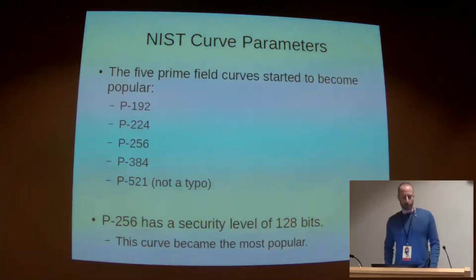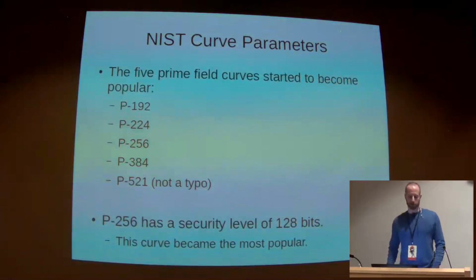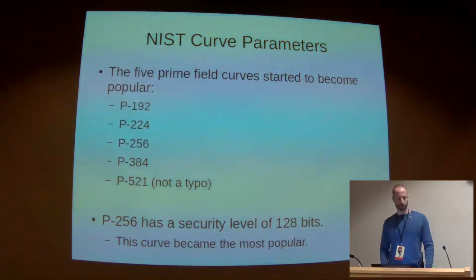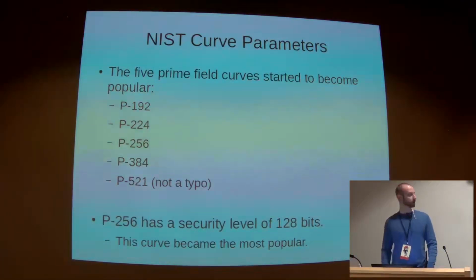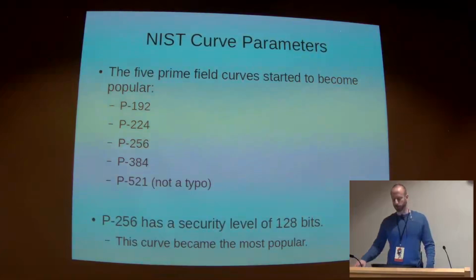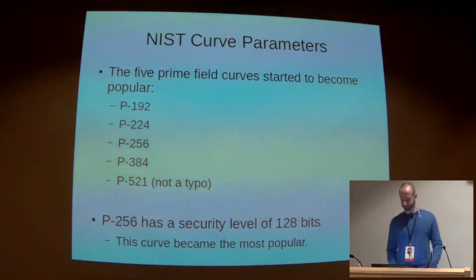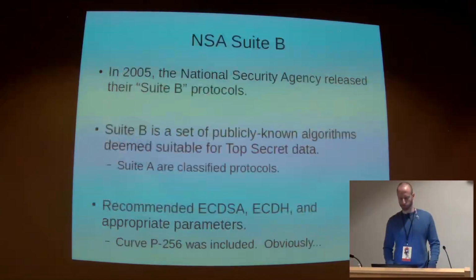So these five curves, the ones defined over prime fields, started to become very, very popular: P192, P224, P256, and so on. P256 is a curve that has a security level of 128 bits, and that ended up becoming the most popular.